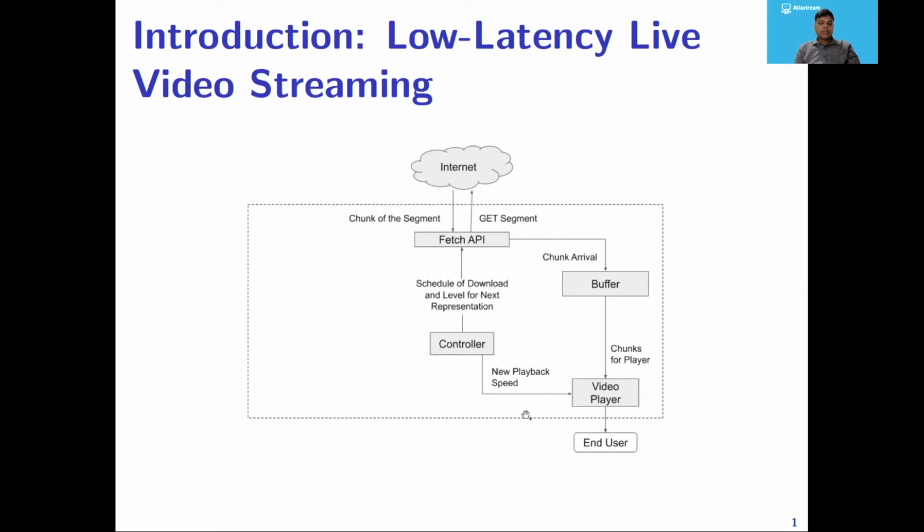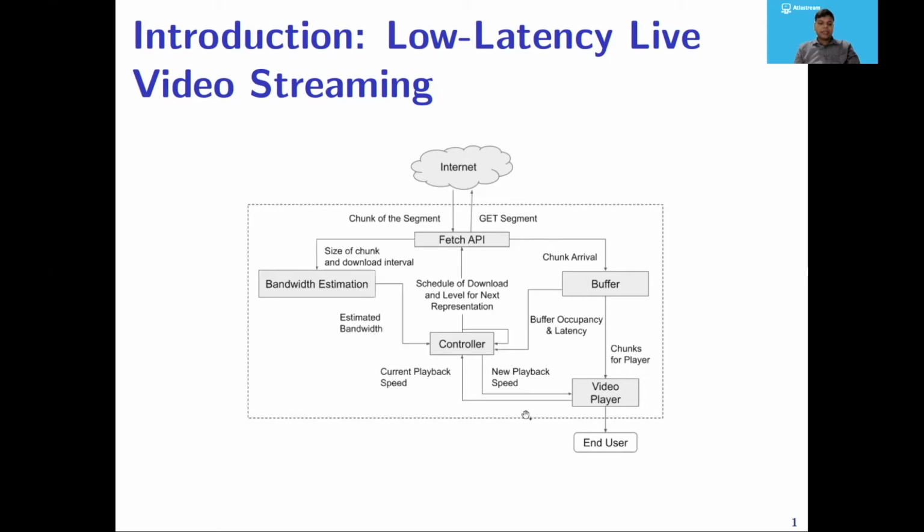In a DASH client, a controller is responsible for deciding the quality of the segment. It also decides the playback speed to reduce the latency in case the instantaneous latency is beyond the acceptable limit. The important point to note here is that even though we can play the chunks without fully downloading the segment, the quality changes still happen at the segment boundary. The controller can make the decision based on several factors such as the estimated bandwidth, previous quality, instantaneous buffer occupancy, total buffer capacity, latency, and the current playback speed.